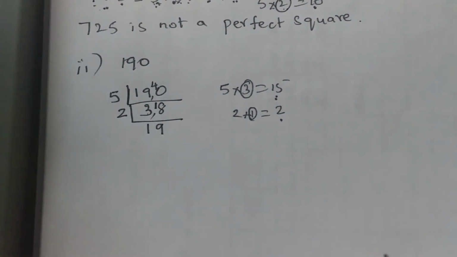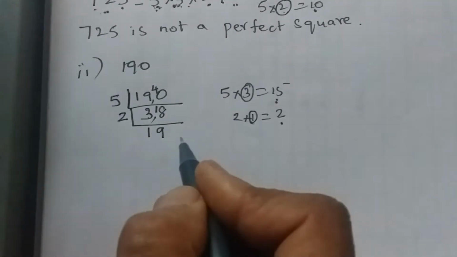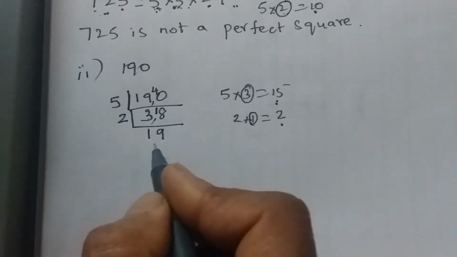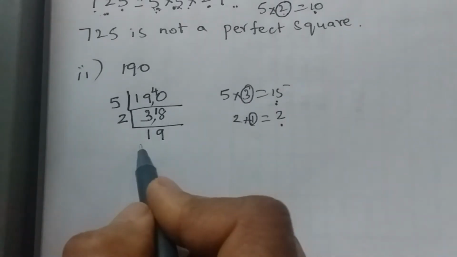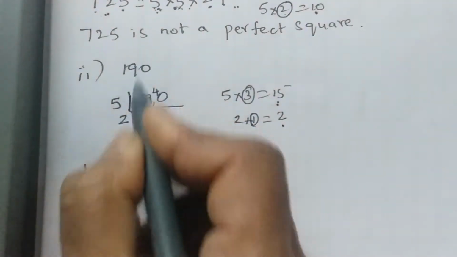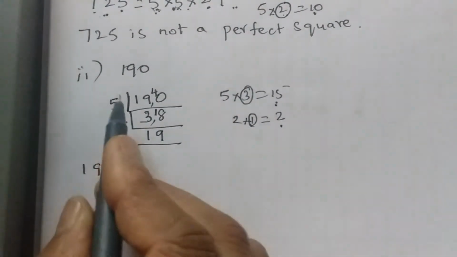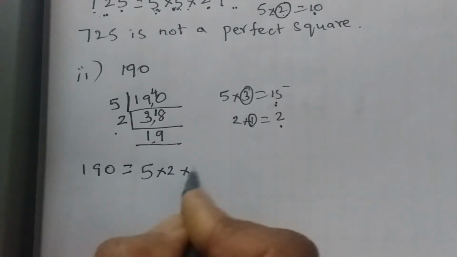Now what is this 19? Yes, it is a prime number. We cannot divide 19 by any other table. It is divisible only by 1 and 19. It's a prime number, so stop this division. Therefore, 190, the given number, is equal to 5 into 2 into 19.